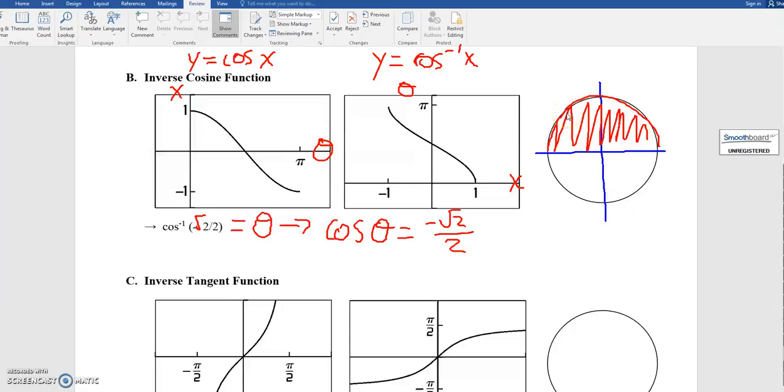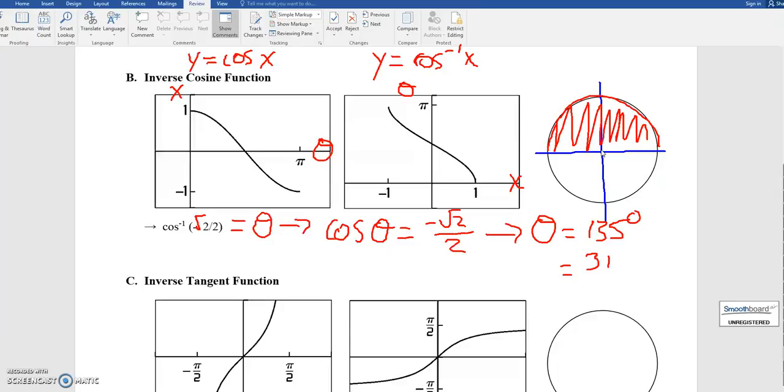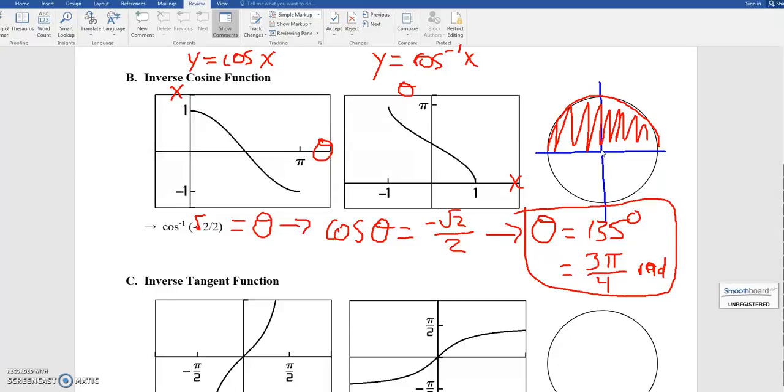Again, I want you to think in terms of radians, but if the first thing you thought of was degrees, that's fine. That means theta would have to be 135 degrees. Again, that's the angle measure that gets me that 45 degree angle in the second quadrant. But in radian measure, that's going to be 3 pi over 4 radians. Okay, so any of these would be acceptable answers. Let me fix that a little bit. There we go.